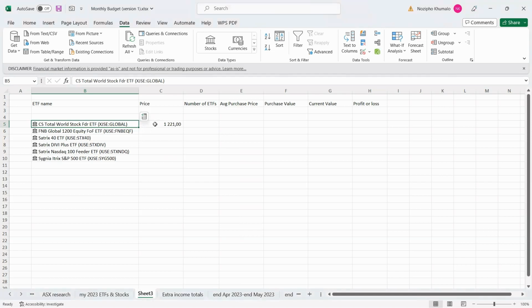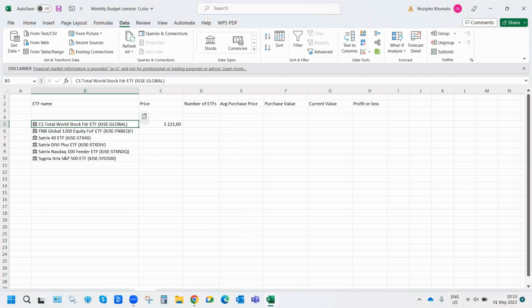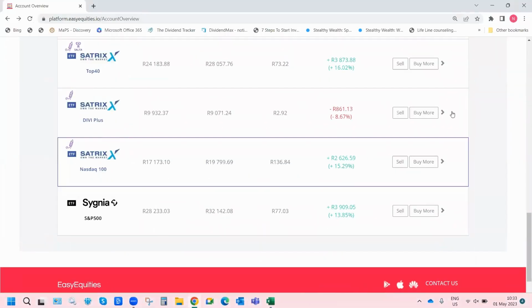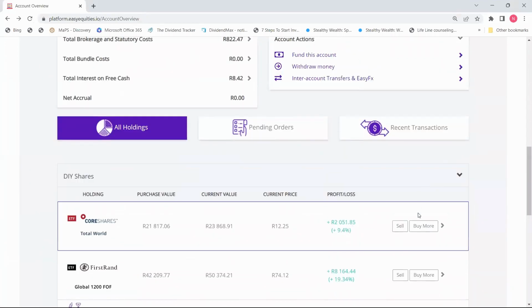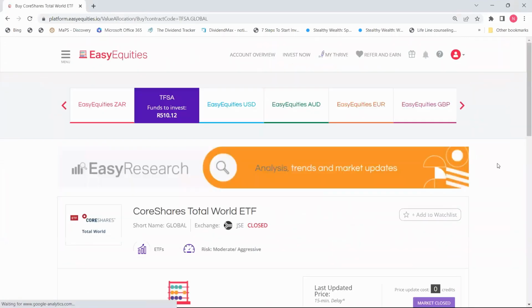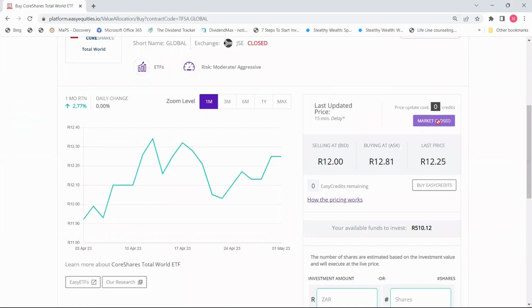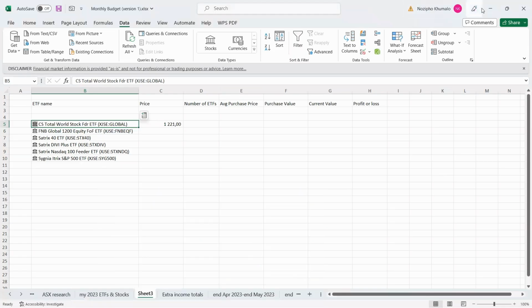Now, guys, please note that this price is in cents currently as it's displayed, because if we check on EasyEquities, look at the price of Core Shares Total World. So if I say buy more, you should see the price. Although the market is closed, guys, so the price that you see is not really accurate. To get accurate prices, the market should be open. But it says the last price, which was the last time the market was open, the price was 12 Rand and 25 cents. So you can see this is not too far off.